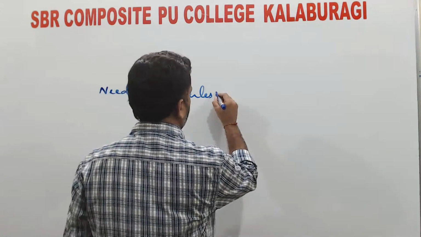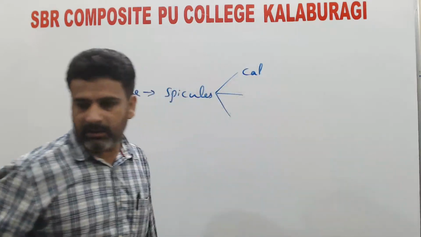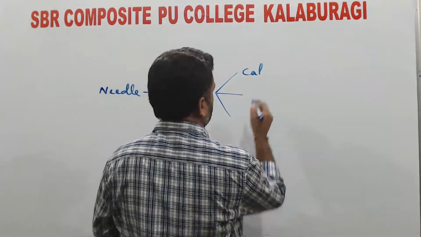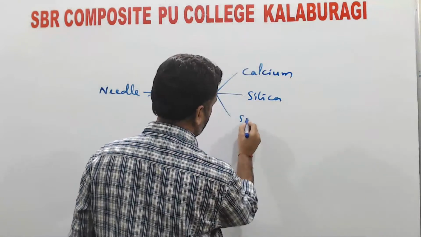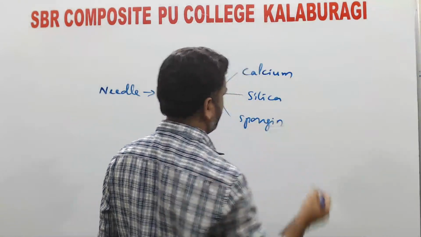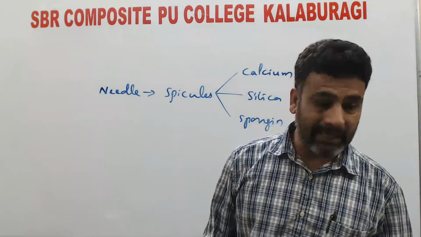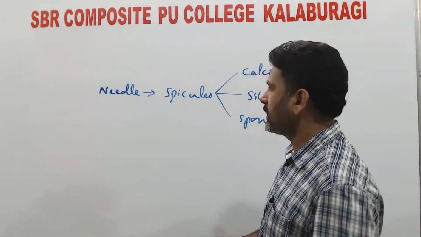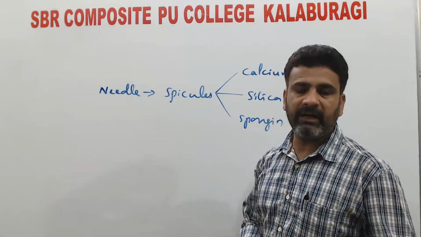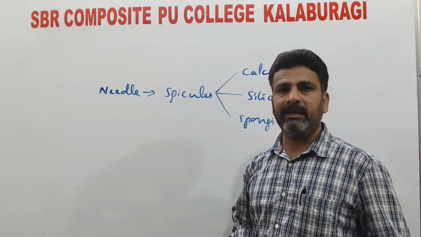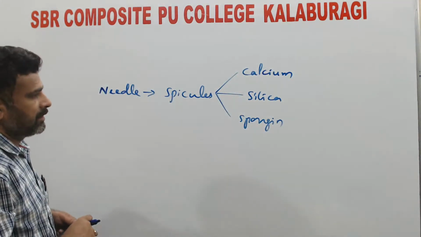The spicules are of three types: either made up of calcium substance, or made up of silica, or made up of spongy fibers. Based on the presence or absence of spicules, and the type of spicules in an organism, the phylum Porifera is mainly classified into three different classes: Calcarea, Hexactinellida, as well as Euspongia.